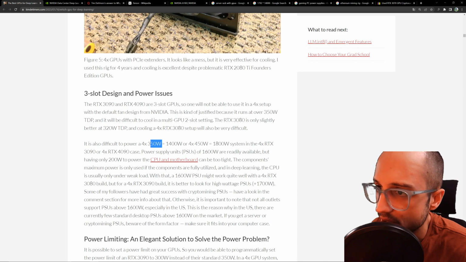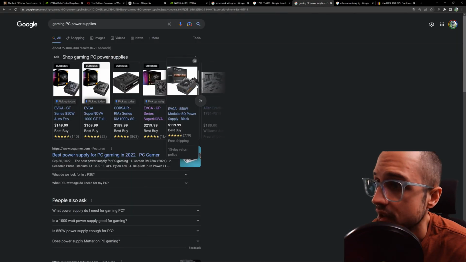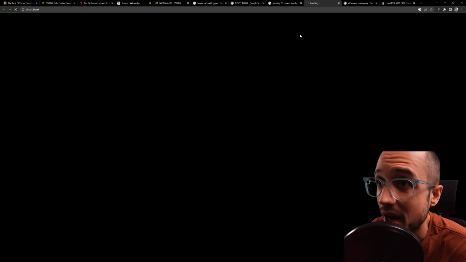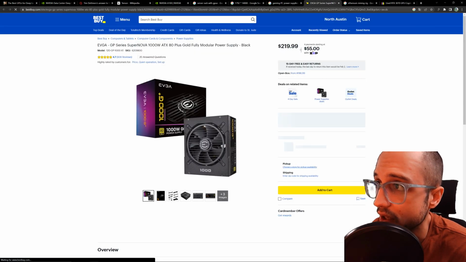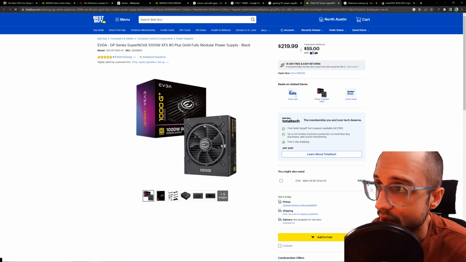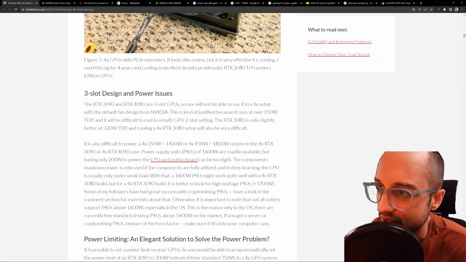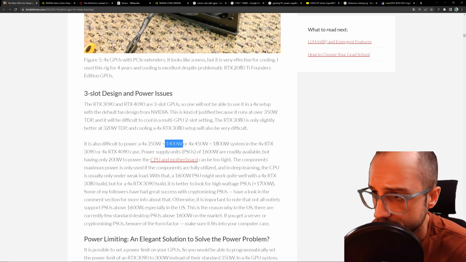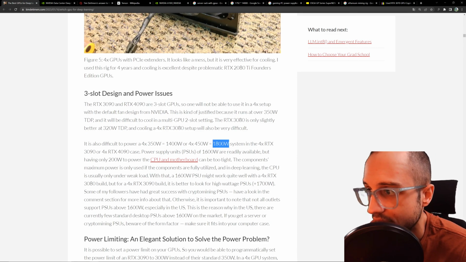Yeah, and then he talks about here, right? This 3080 is going to consume 350 watts. And this power supply that we were looking at here, the expensive one, is only 1,000 watts. But 4 GPUs, each consuming 350 watts, is 1,400 watts, or 1,800 watts if you have a 4090.